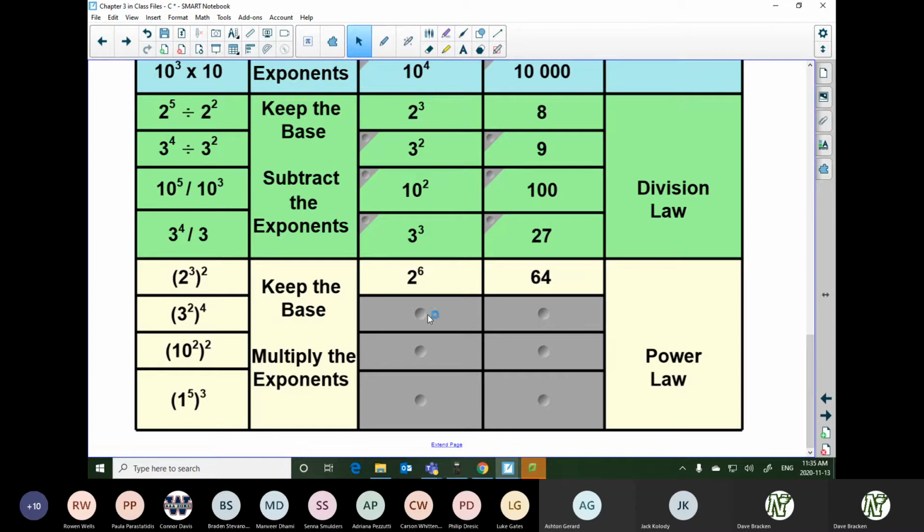What about the next one? What's our simplified form going to be? 3 to the power of 8. There it is. And 3 to the power of 8 is 6,561 when you enter that in your calculator. Next one is 10 to the power of? 4. There it is. 10 to the power of 4 is 10,000. And the very last one, 1 to the power of 5 raised to the power of 3 is 1 to the power of 15. 1 times 1 times 1, and so on, is 1. Doesn't really matter how many times you multiply it by itself, right?